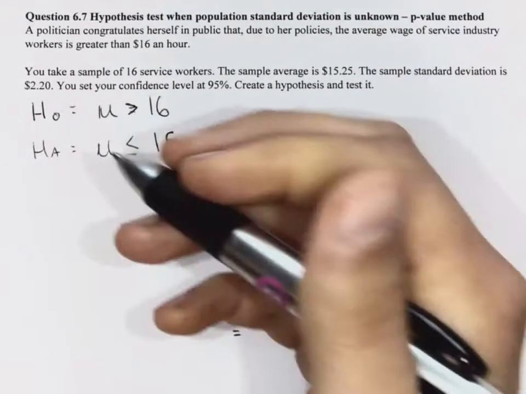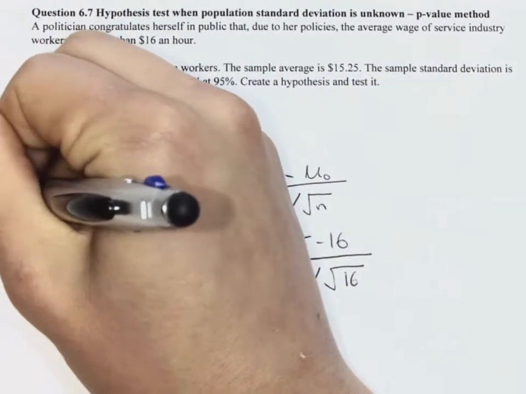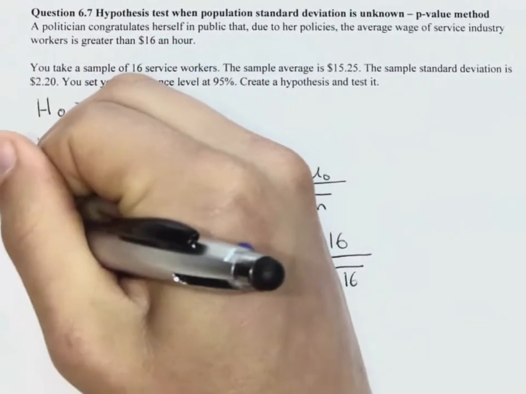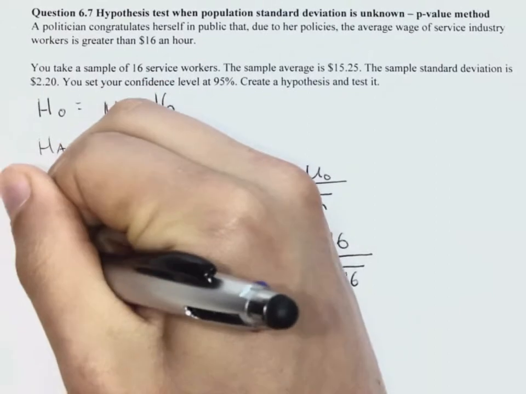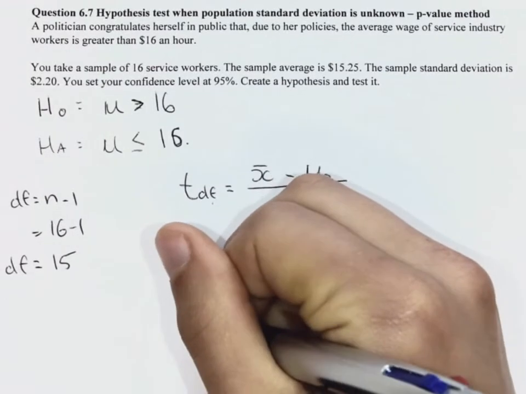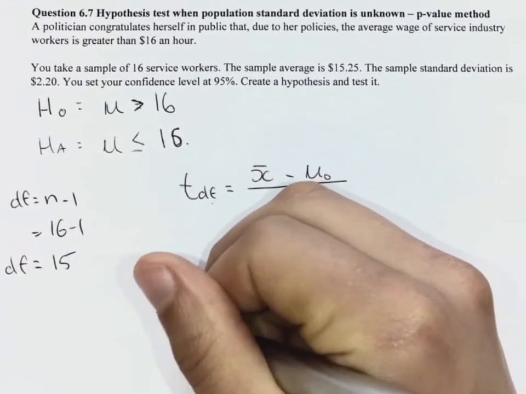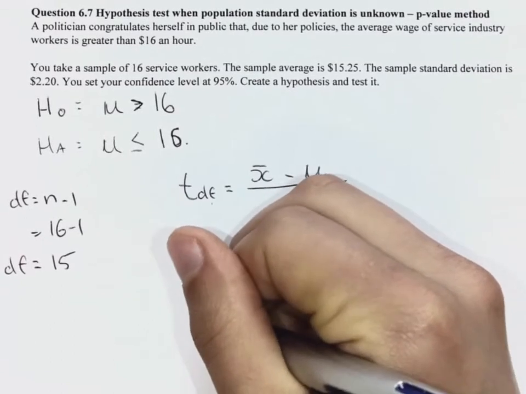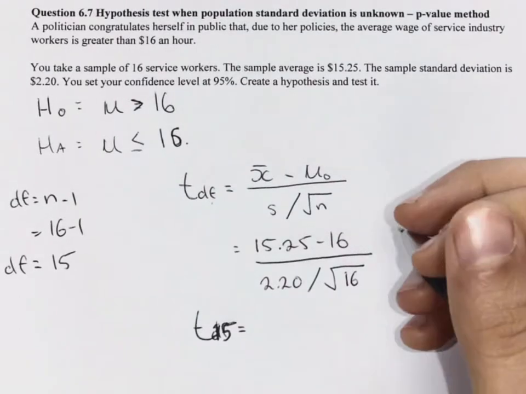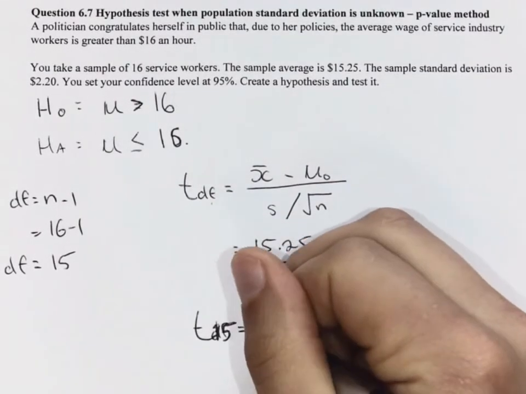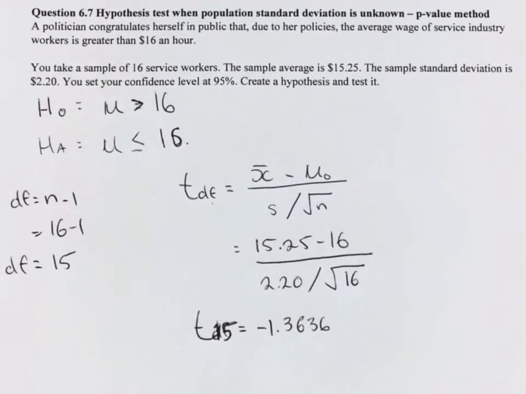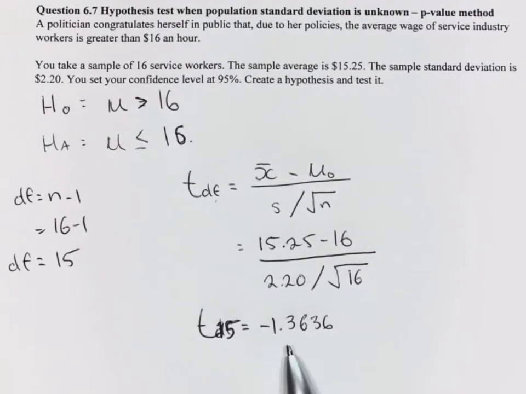Now our degrees of freedom in this scenario is our sample size n minus 1. So here we have 16 minus 1. So our degrees of freedom are equal to 15, so T15. And when we work out this math, we get negative 1.3636. Now, although we have a negative number, we don't use negatives in our t-charts.